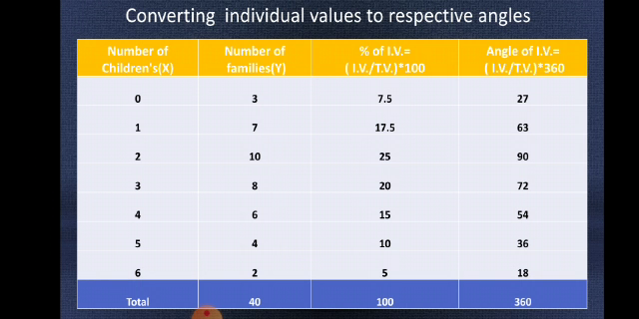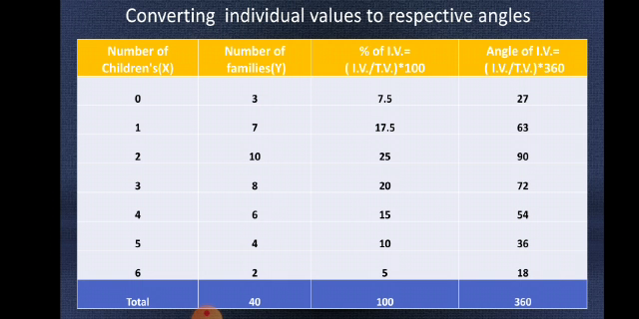When you convert all the values into percentages, the total should always come to 100. Similarly, when you convert all the percentage values into angles, the sum of all the angles should come to 360. Got it, everyone?